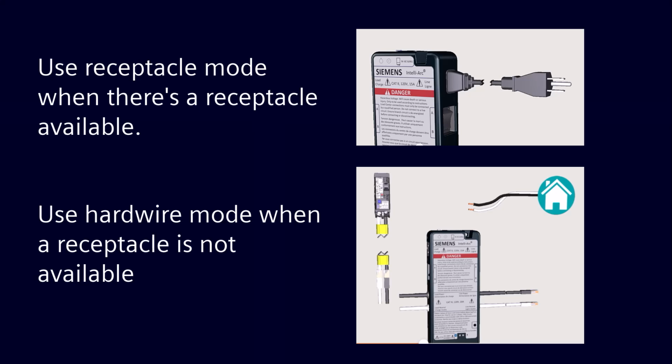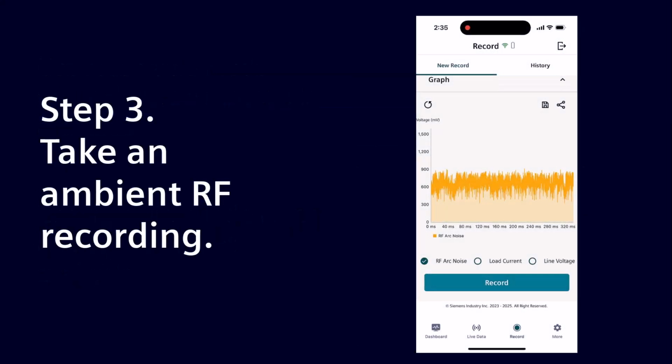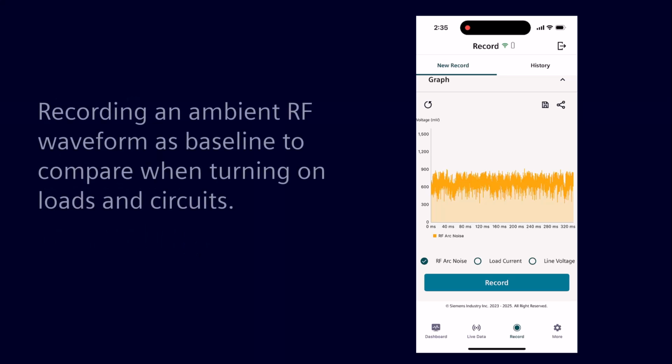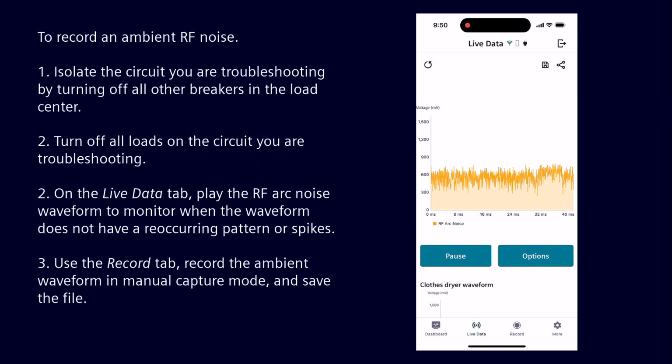If the circuit does not have a receptacle or it is inaccessible, install the IntelliArc at the load center using hardwire mode. Step 3. Take an ambient RF noise reading of the circuit. The purpose of this step is to set up a baseline to compare when turning on loads on the circuit you are troubleshooting. Turn off all the breakers in the load center except the one you are troubleshooting, and then turn off all the loads in the circuit.